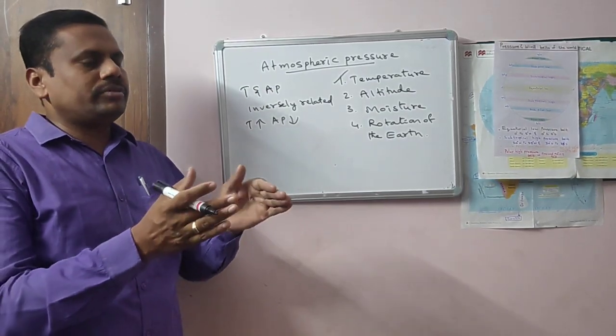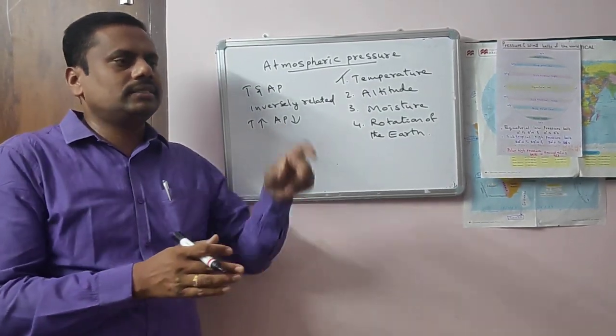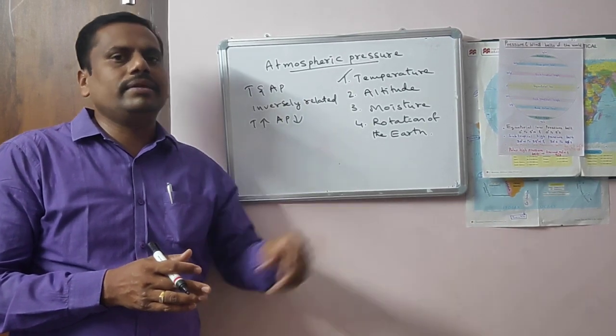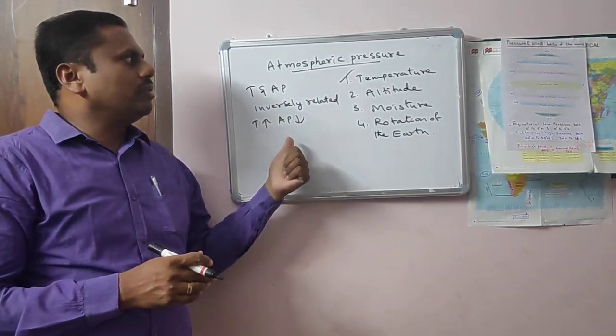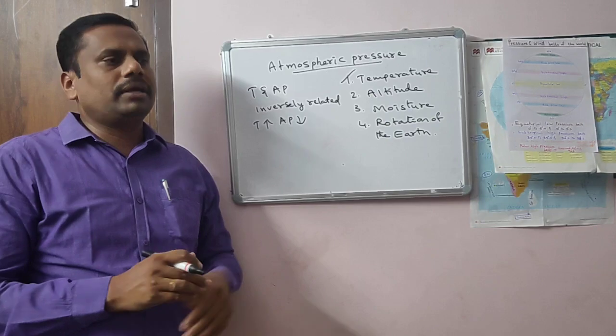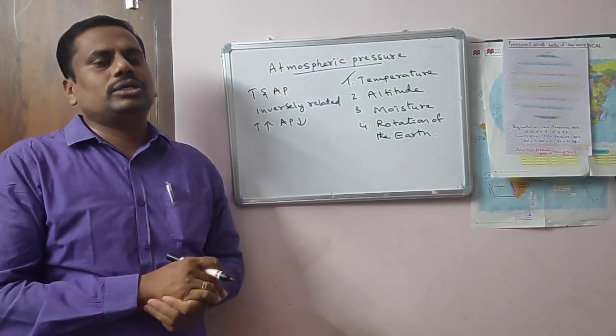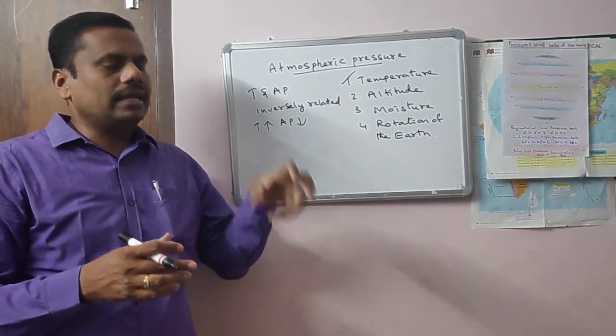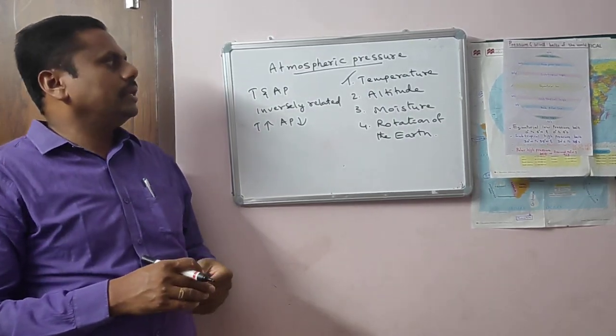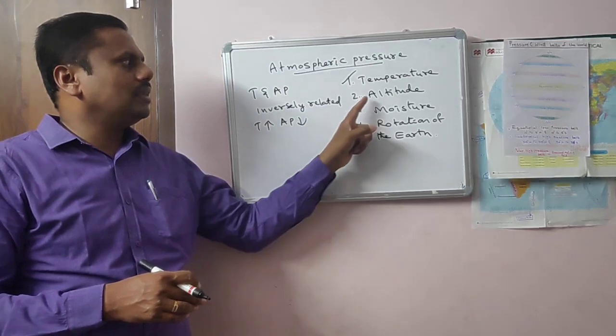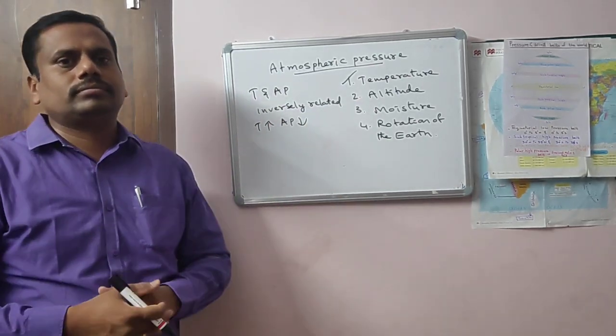So why is the atmospheric pressure more near the sea? Because the air is denser and heavier. That's why you can find more atmospheric pressure. But if you go to higher and higher altitudes, the air is lighter, so the air cannot exert more pressure. That's why atmospheric pressure depends on altitude also.